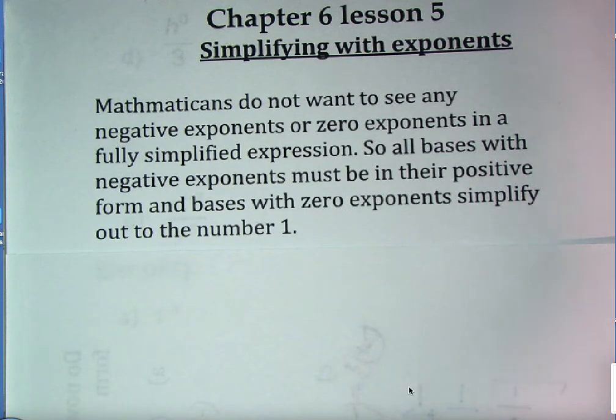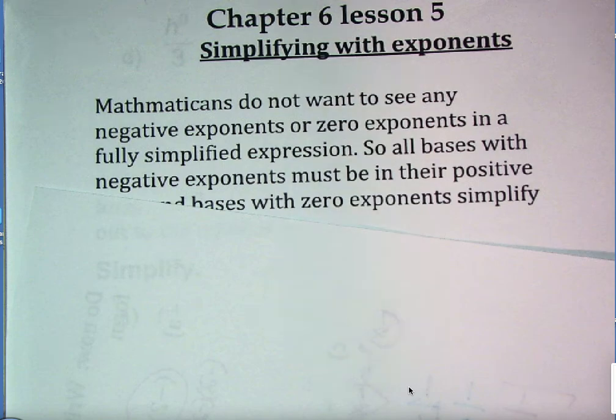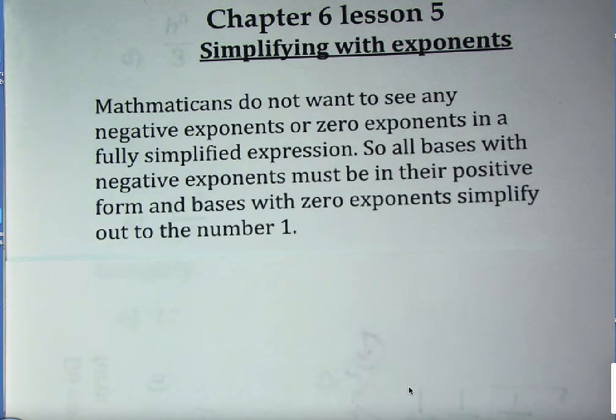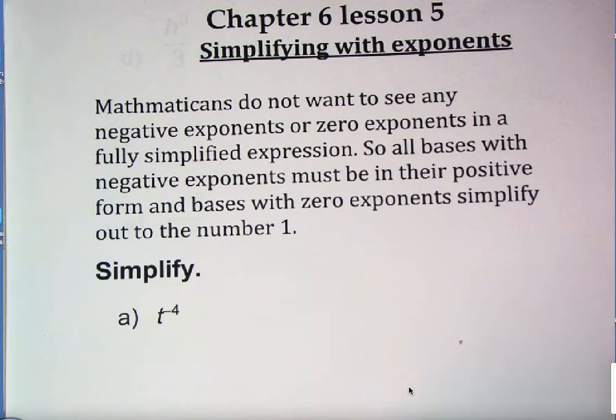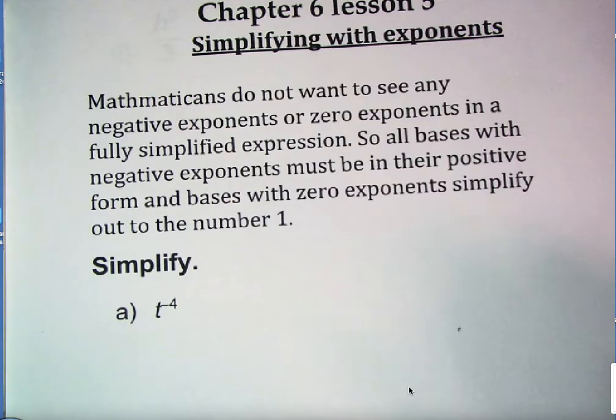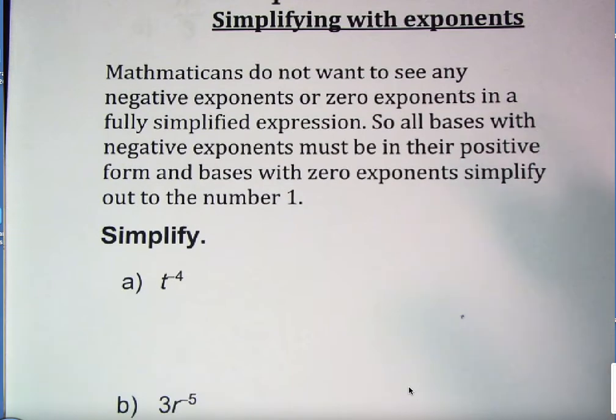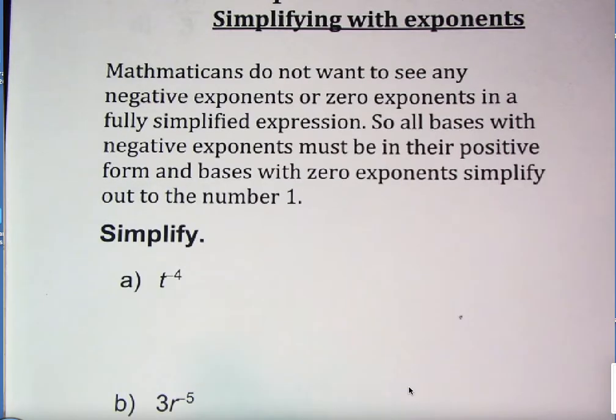Mathematicians do not want to see any negative exponents or 0 exponents in a fully simplified expression. So, all bases with negative exponents must be in their positive form, and bases with a 0 exponent simplify out to the number 1. Okay, so when we're told to simplify, we can't have negative exponents. We have to do it in its positive form, and we can't have anything to the 0 power. It has to be in its 1.